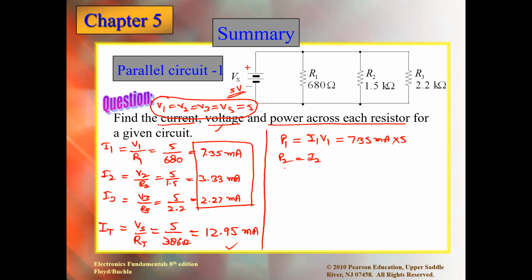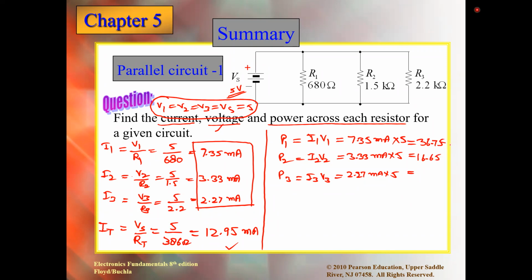P is equal to V into I, because we are writing P2. So what value will you be using? Write that one. 3.33 milliamps multiplied by 5. And P3, I3 into V3. Then I3 is how much? 2.27 milliamps multiplied by 5. Okay, what values are you getting? Tell me quickly. 36.75. 36.75. 16.65. 16.65. What is the unit?